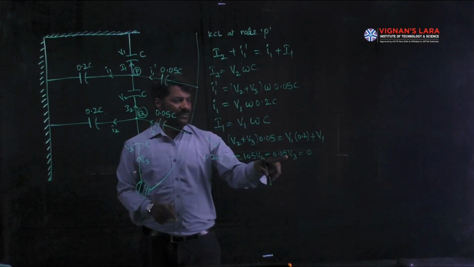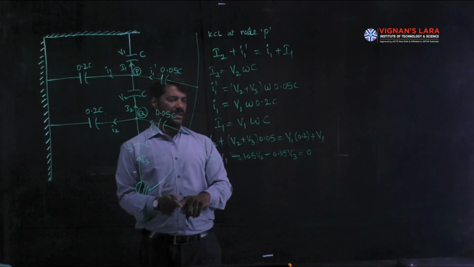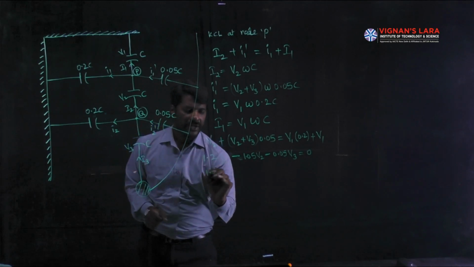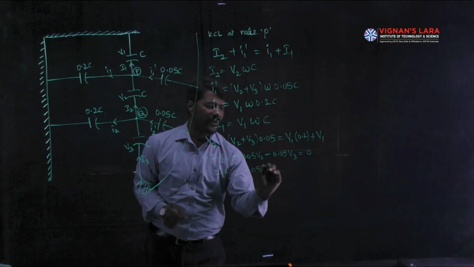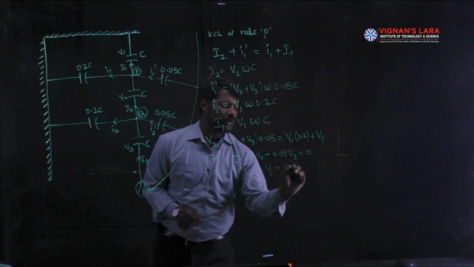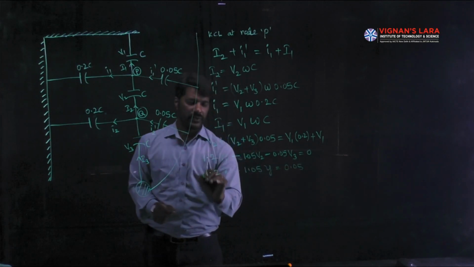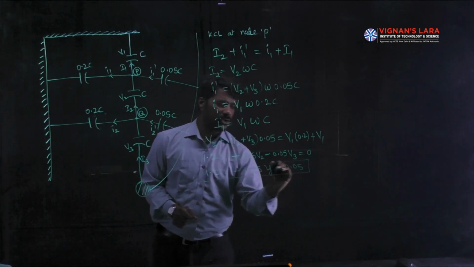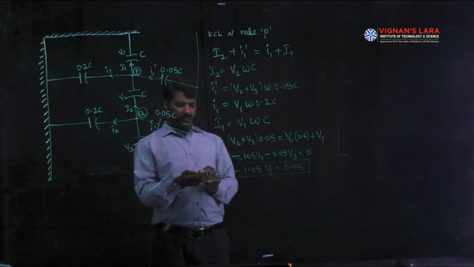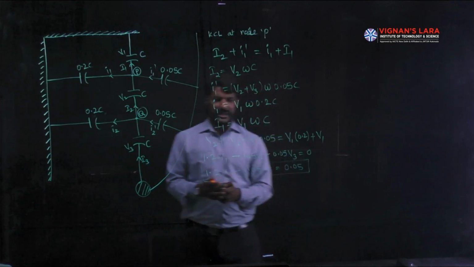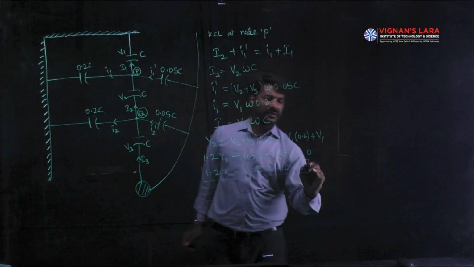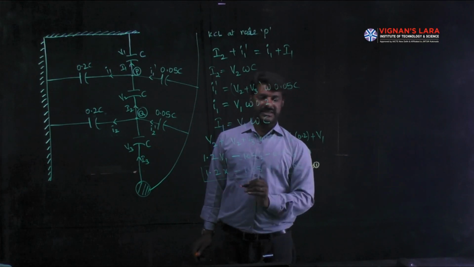Divide this expression by V3, so that 1.2x minus 1.05y is equal to 0.05, where x is equal to V1 by V3 and y is equal to V2 by V3. Let it be equation 1 for our simplification in the next stage.